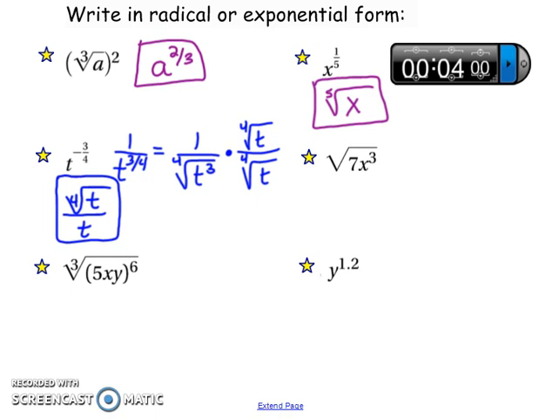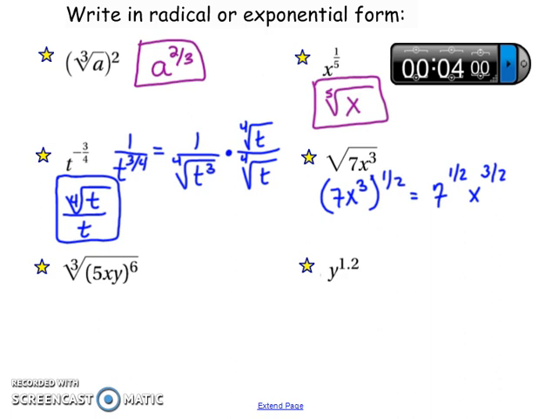Okay, so 7x to the 3rd, and now this whole thing is getting raised to the 1/2. So we need to be careful there because the 7 is in the square root as well. So basically we have 7 to the 1/2 and x to the 3/2.